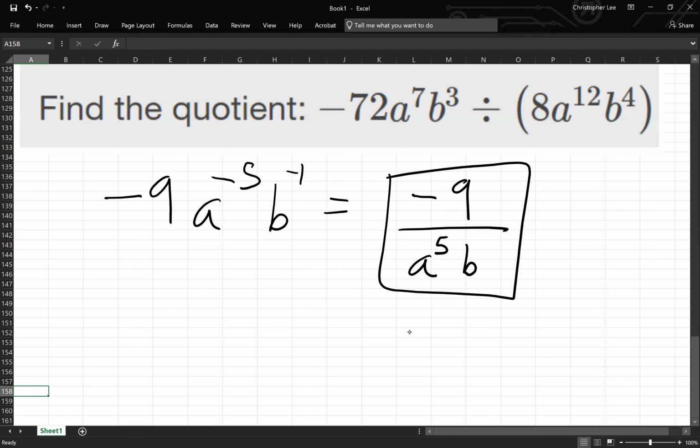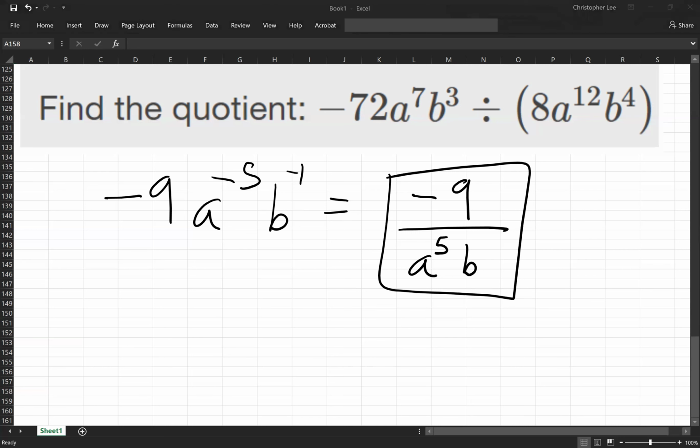Questions on this? Anybody? Good? Because I can't have negative exponents. So whenever I see a negative exponent, I put it into the denominator and make it positive. All right. Let's try another one.